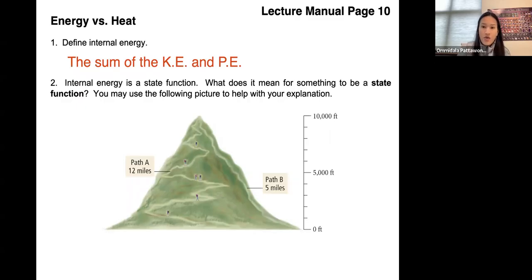So let's say you are walking using path A and then path B, from the bottom to the top of the mountain. Path A would take about 12 miles, and path B about 5 miles. But if you're looking at the elevation, regardless of which path you take, the elevation from the bottom to the top is still going to be the same.